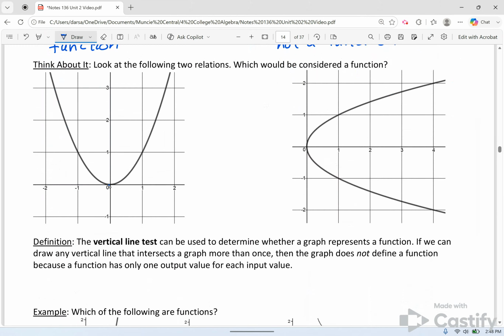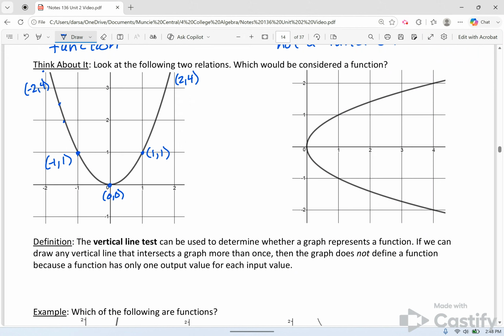When x is 0, y is 0. When x is 1, y is 1. And if it was a little bit bigger, when x is 2, y is 4. Here, when x is negative 1, y is 1. And if we went a little further, when x is negative 2, y is 4. And you can see all the way along here, every x has one answer, y.